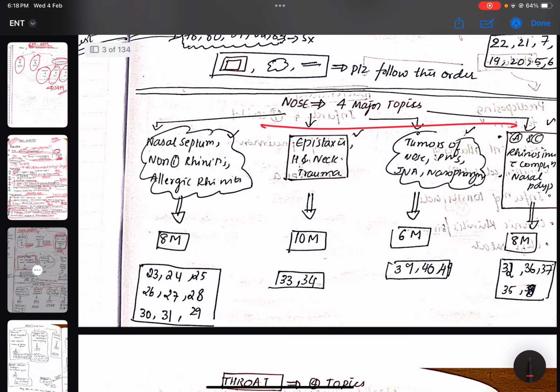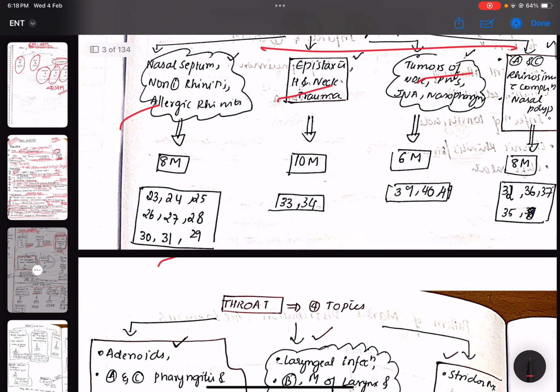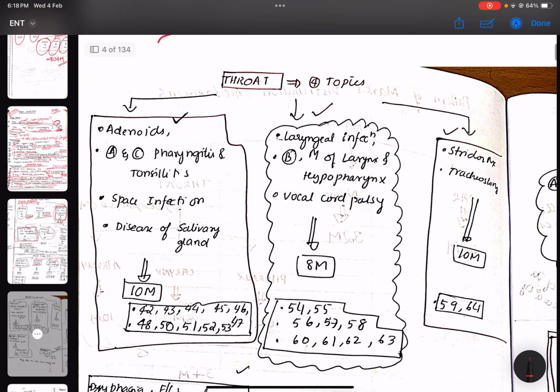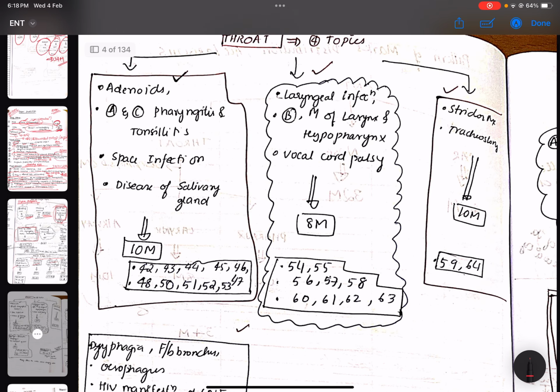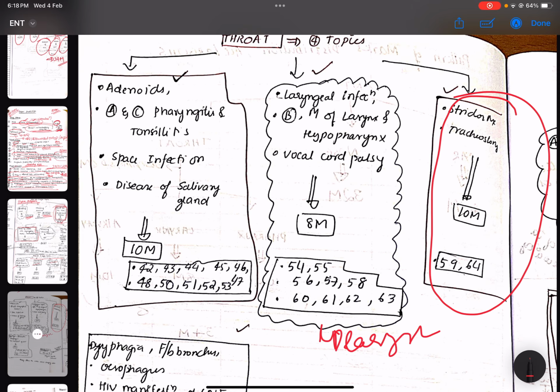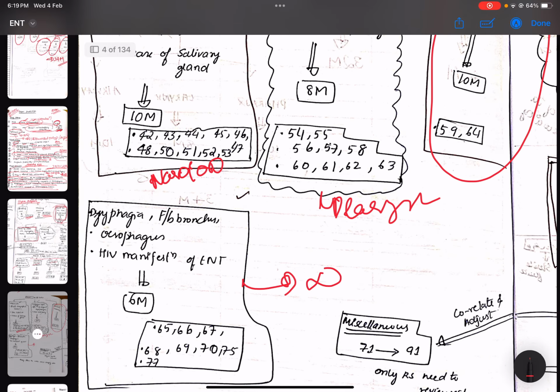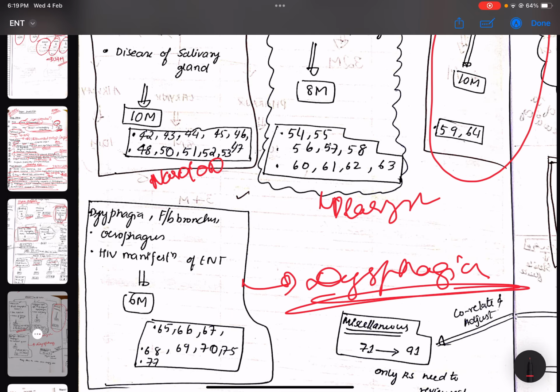So notes, they are divided majorly into 4 topics. These are the major 4 topics, and I have written what the important things are also. Then related to throat, they have divided into 4 marks: something related to stridor and tracheostomy, something related to larynx, something related to nasopharynx and oropharynx, and something related to dysphagia. So these are some important questions which they expect you to know.